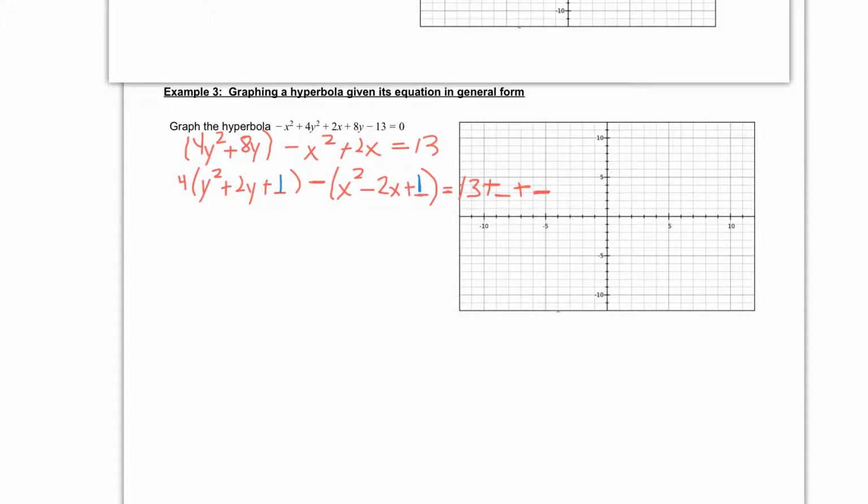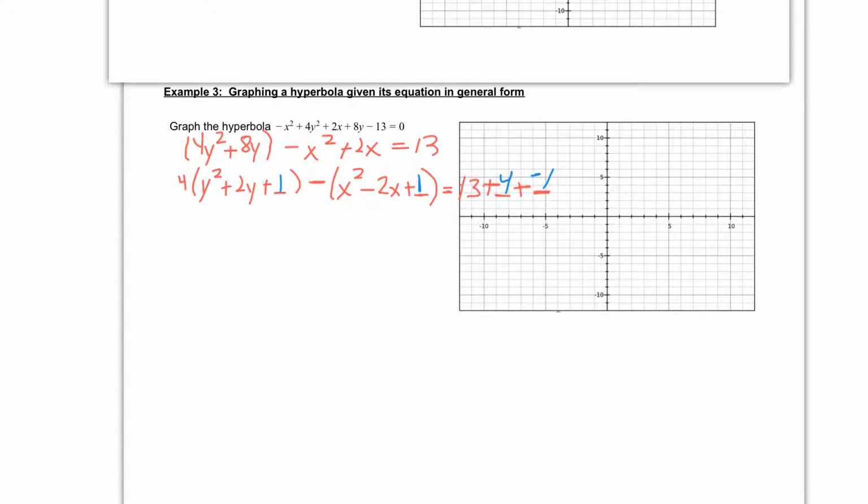And then I need to think about what I'm actually adding to this side. Because the 1 is here and I have that 4 outside, remember those are being multiplied together. So I've added a total of 4 to this side, which means I have to add a total of 4 to the other side. So this is a plus 4 over here. And then with the x's, I added a 1 inside, but I have to remember there's a negative on the outside. So I'm actually adding negative 1 altogether, which means I need to add a negative 1 on the right-hand side.